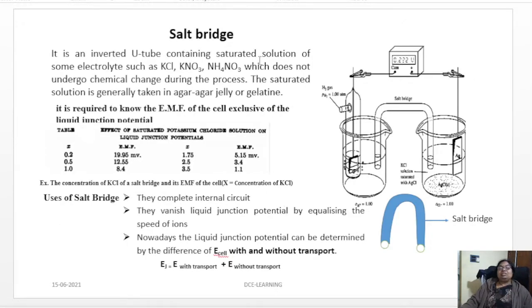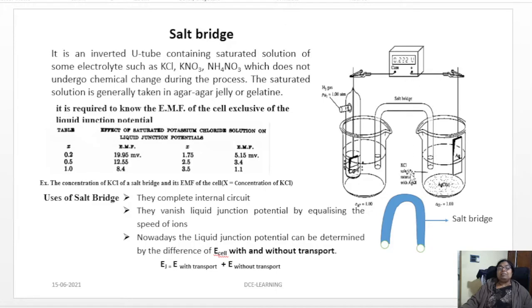Next we go to the salt bridge. It is an inverted U-tube containing a saturated solution of some electrolytes such as potassium chloride, potassium nitrate, or ammonium nitrate, which do not undergo any chemical change during the process. The saturated solution is generally taken in agar-agar jelly or gelatin.